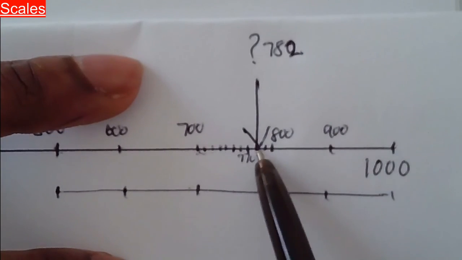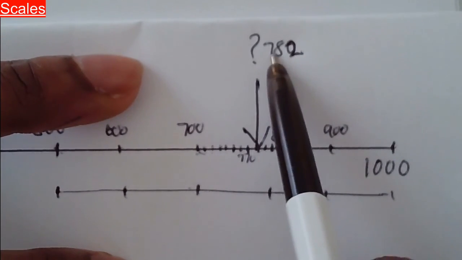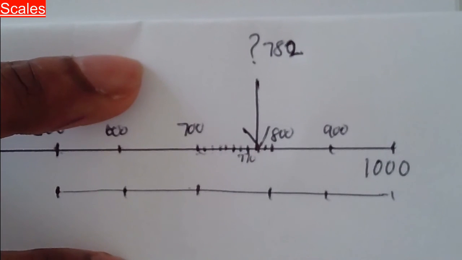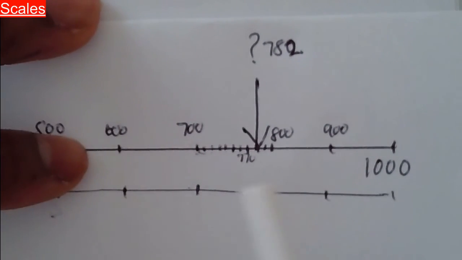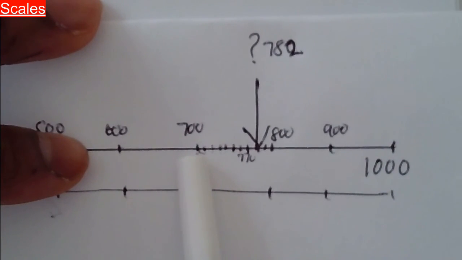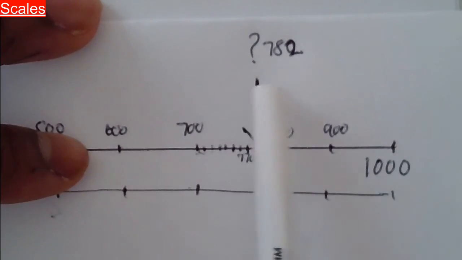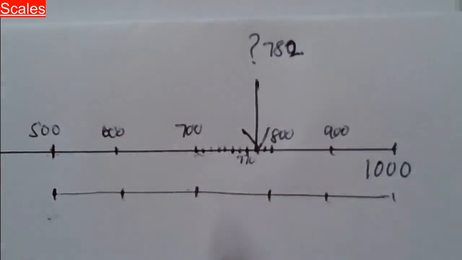Some people might be happy with 780. I'm just going with 782. That's my estimate. Because these marks are not very accurate, it'd probably be good enough to say 780.